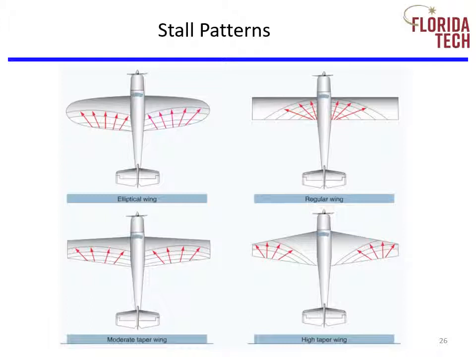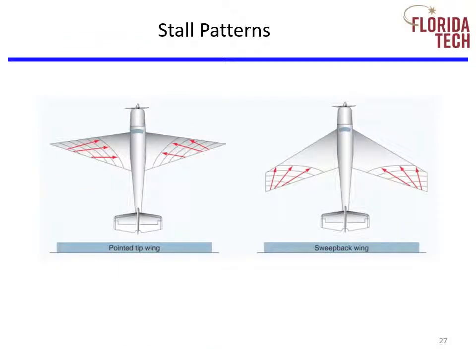Moderately tapered wings are similar to elliptical wings in that the whole wing basically stalls at the same time. Highly tapered wings stall at the tips first. That means roll control will be lost. Pointed tip wings and swept-back wings also suffer with roll control at stall. However, we'll see benefits to these planform shapes later when we cover high-speed aerodynamics.